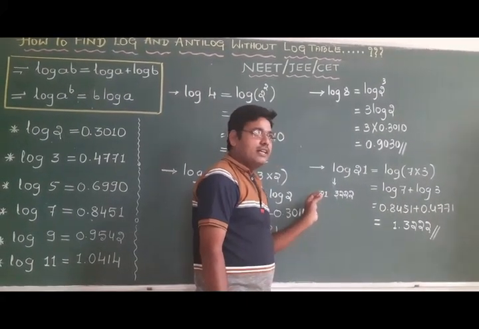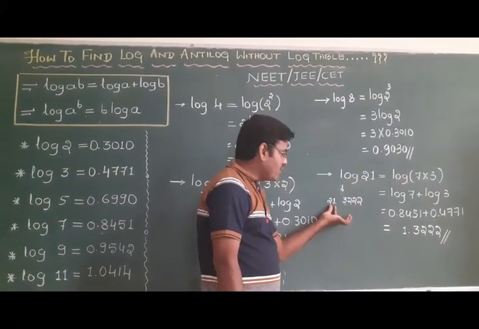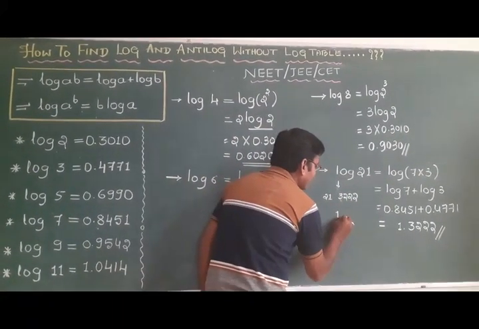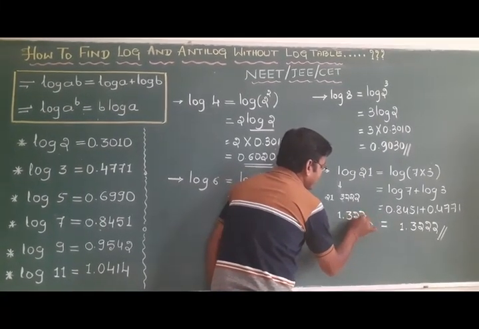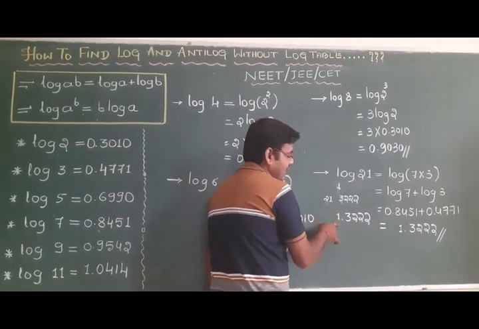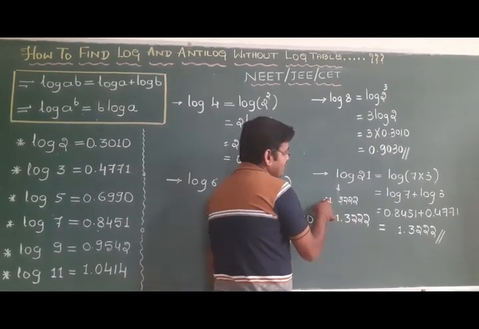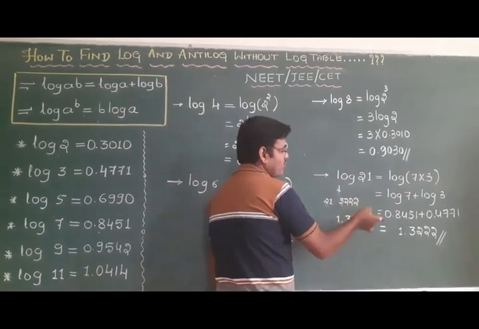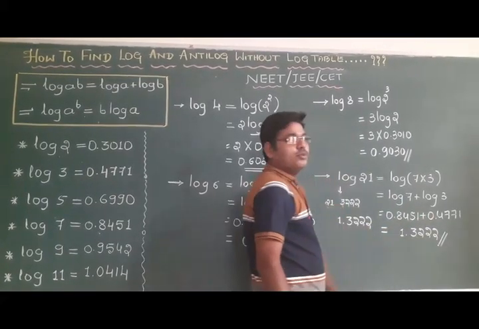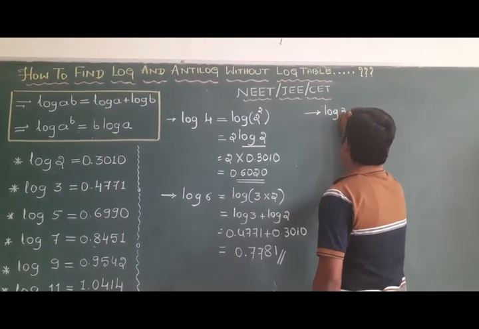Always in case of log, subtract 1 from the number of digits. Here the number contains 2 digits, so 2 minus 1 equals 1. You write that 1 before the 4-digit number and put the decimal point. So here the characteristic is 1. Suppose the number of digits is 3, the characteristic is 2; if the number of digits is 4, the characteristic is 3, and so on. So the answer for log 21 is 1.3222. Let us take one more 2-digit number, that is log 35.